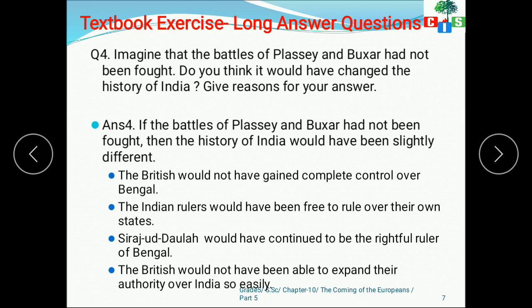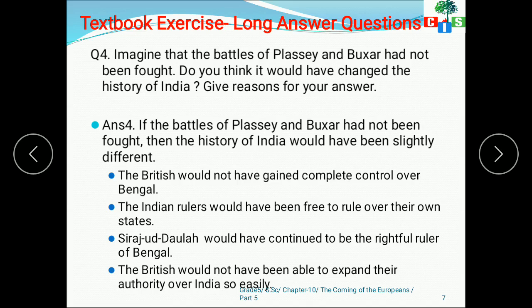So this answer is yes. If the Battle of Palasi and Buxar had not been fought, then the history of India would have been different. How is it different? The British would not have gained complete control over Bengal. That was the first reason. Second, the Indian rulers would have been free to rule over their own states.